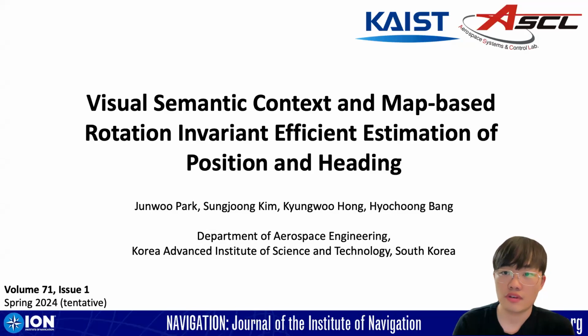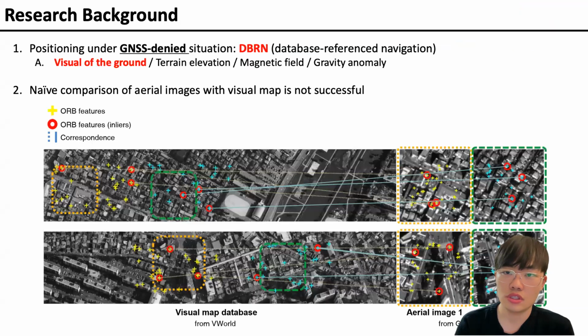Welcome to the abstract video of my research paper, Visual Semantic Context and Map-Based Rotation-Invariant Efficient Estimation of Position and Heading, which is about positioning of an aerial vehicle under GNSS-denied situation. In this case, database reference navigation that compares surrounding features with onboard database is one good remedy, and this study focuses on the ortho-rectified visuals of the ground.